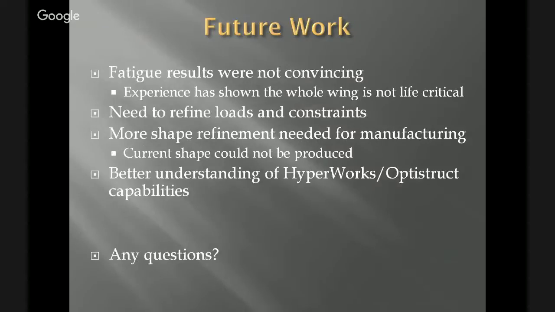So the future work: those results weren't really convincing to me. I know from experience that the entire wing is not life critical. Obviously, there's going to be stress concentrations like holes. That's usually where fatigue cracks emerge. You would need to refine the loads and constraints. There's more shape refinement for manufacturing. That shape there in the results, that can't be manufactured.